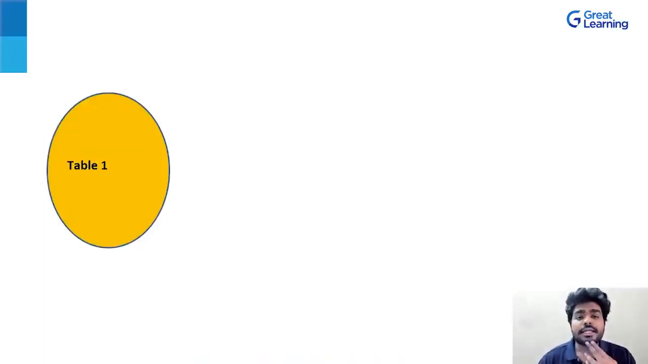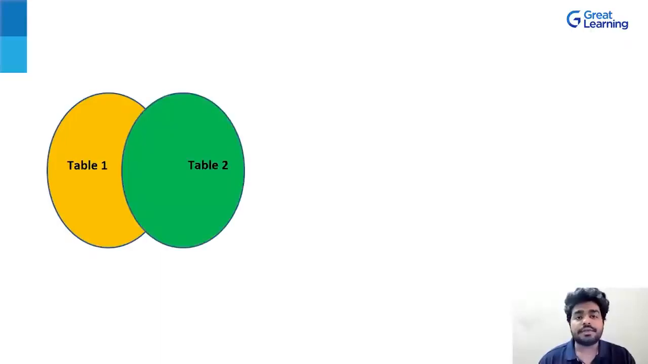Have a look. Table 1. Let's consider that this is the orange color table 1. Then we have table 2, which is a green color. Now these blue color things are nothing but the common data. Okay, these are the common data.